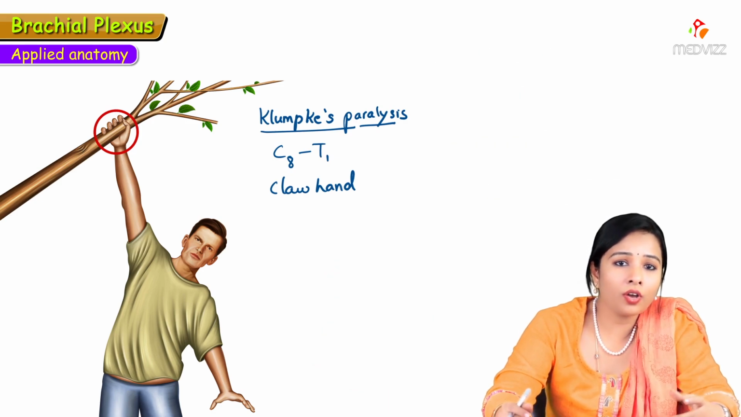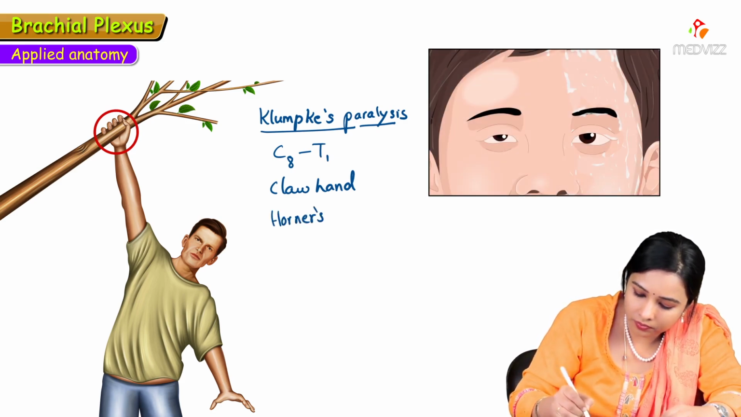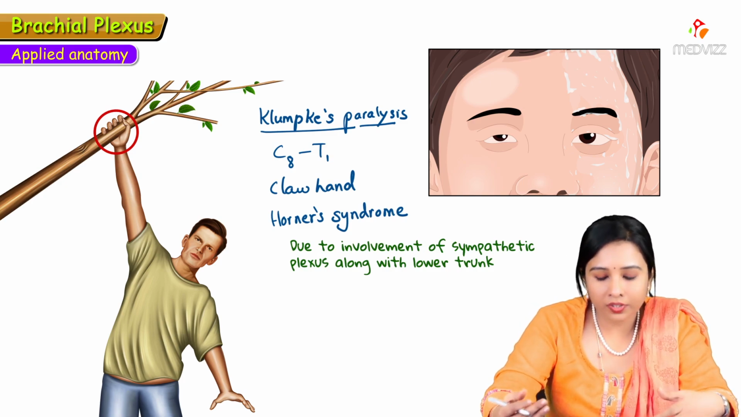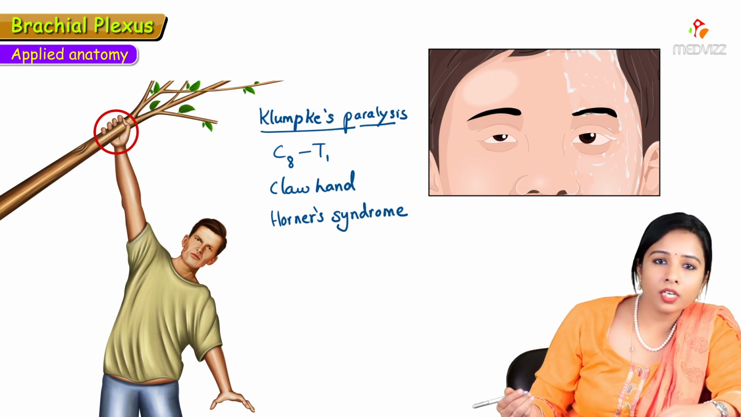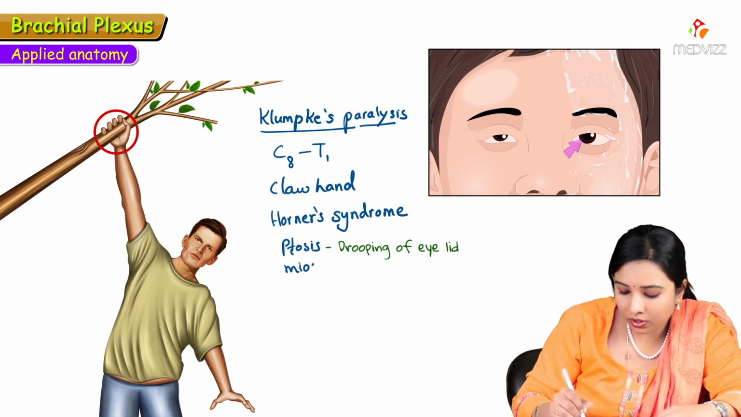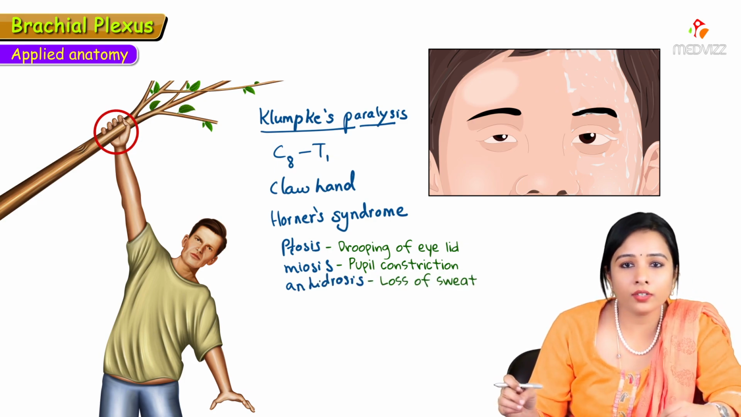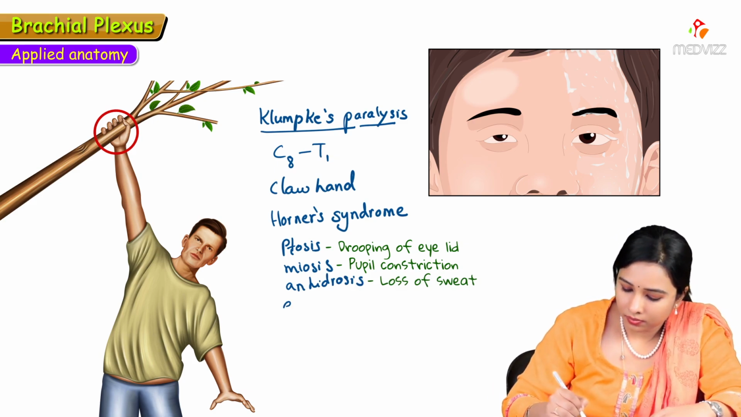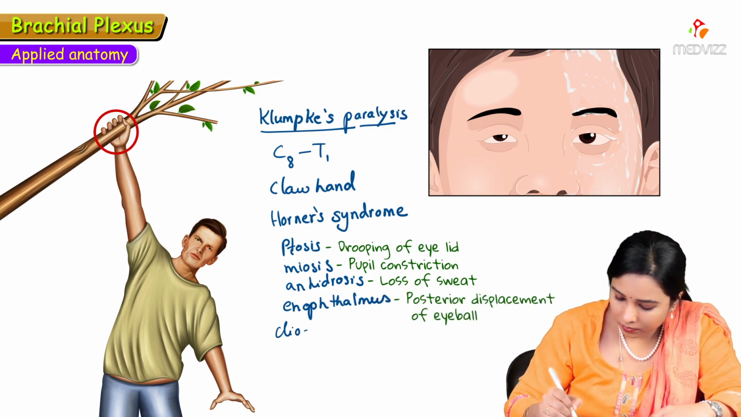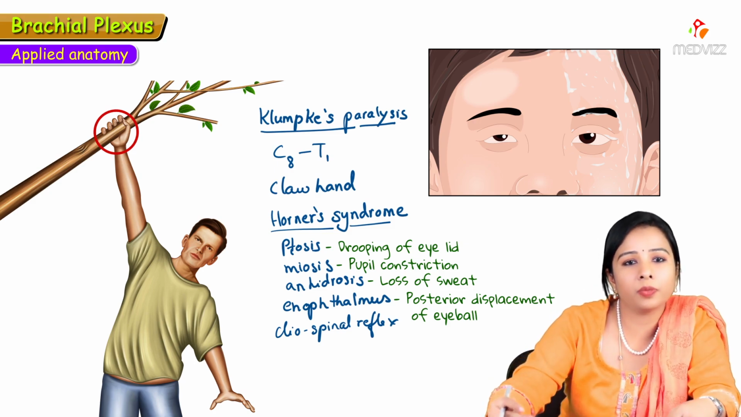Along with the claw hand, the person also has the associated symptoms of Horner's syndrome because of the involvement of the sympathetic plexus along with the lower trunk. The symptoms of Horner's syndrome are ptosis, drooping of the upper eyelid, miosis and anhidrosis, enophthalmos, and loss of the ciliospinal reflex. So these are the symptoms of Horner's syndrome, which is also associated with Klumpke's paralysis.